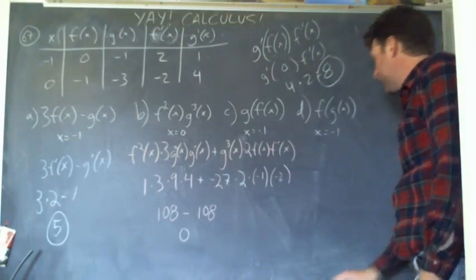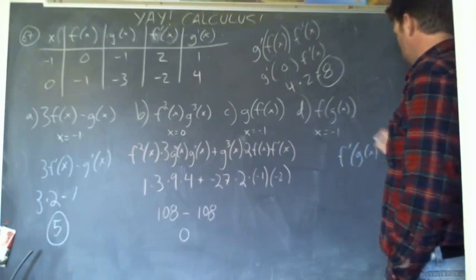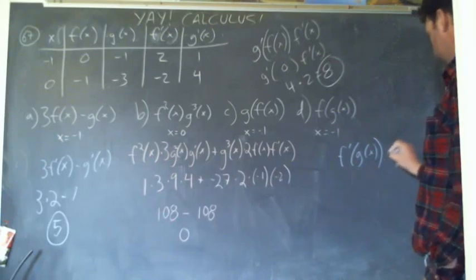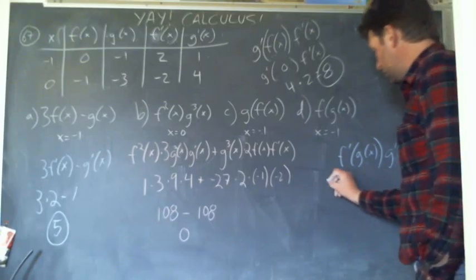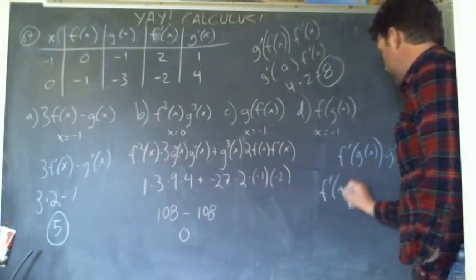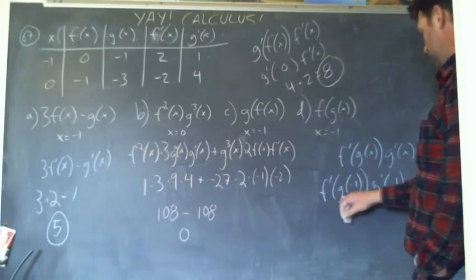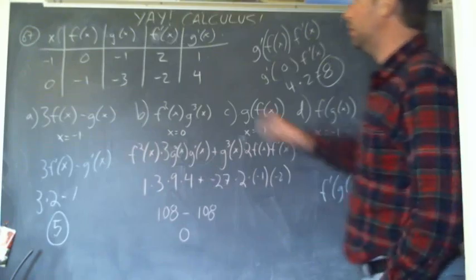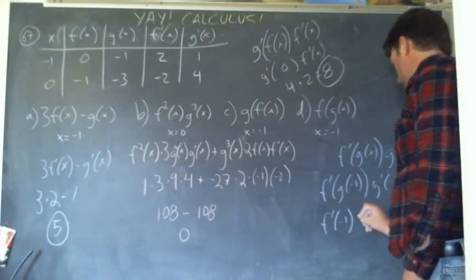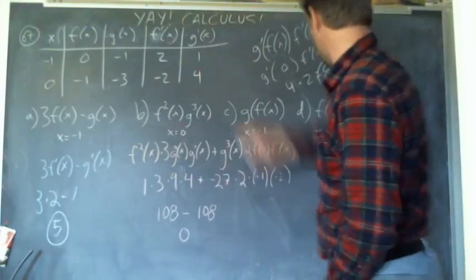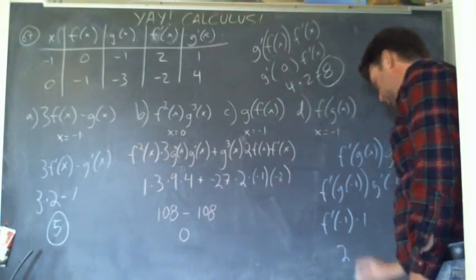Do similarly here in D. The derivative of f of g of x is going to be f prime of g of x times the derivative of the interior of our function, which is just g prime of x. Evaluate this at -1. We'll rewrite the whole thing, see if this sinks in. F prime of g of -1, g prime of -1. So g of -1 is -1. G prime of -1 is 1. F prime of -1 is 2. It's 2.